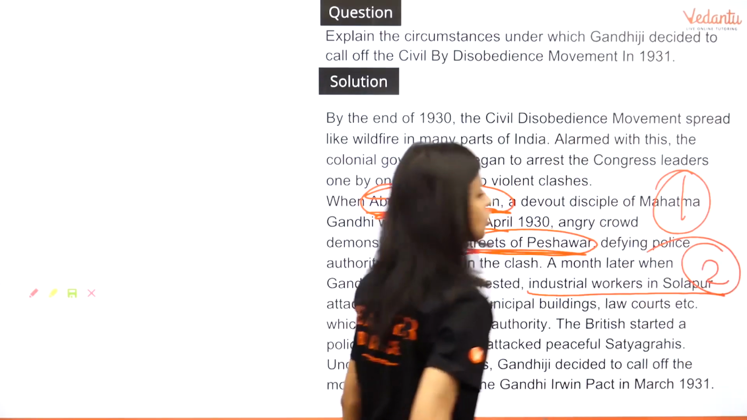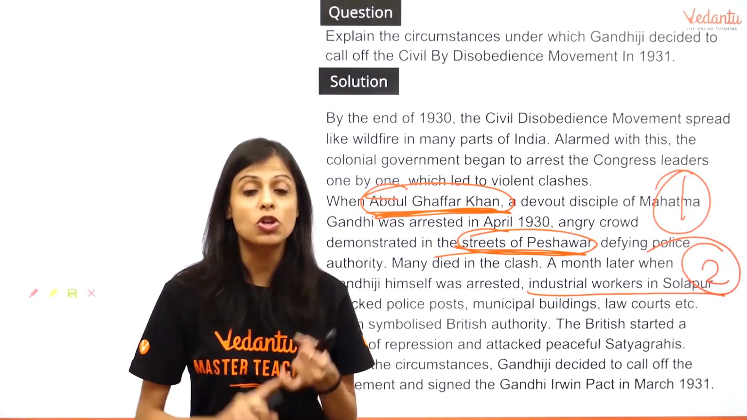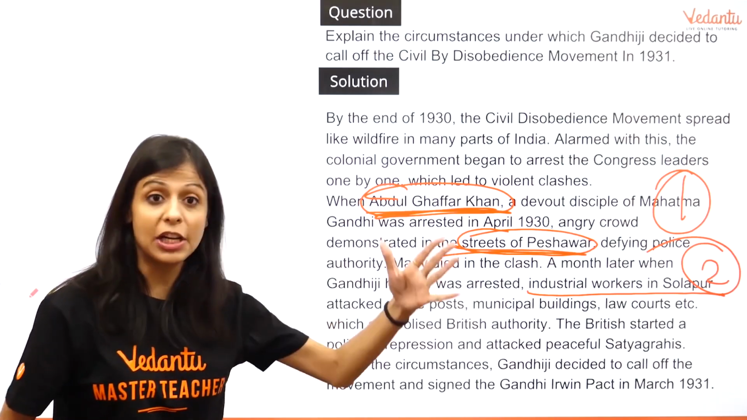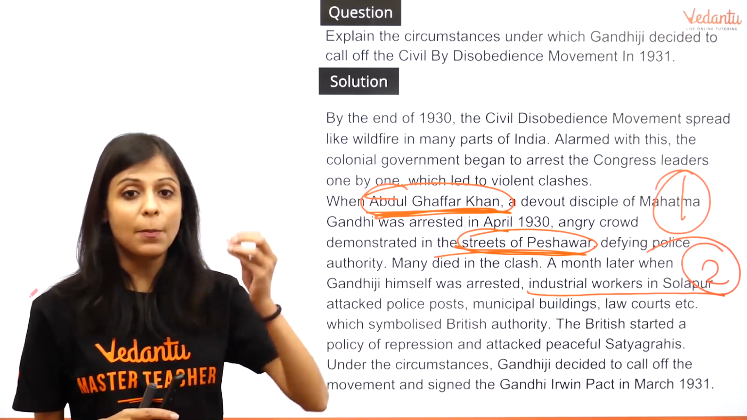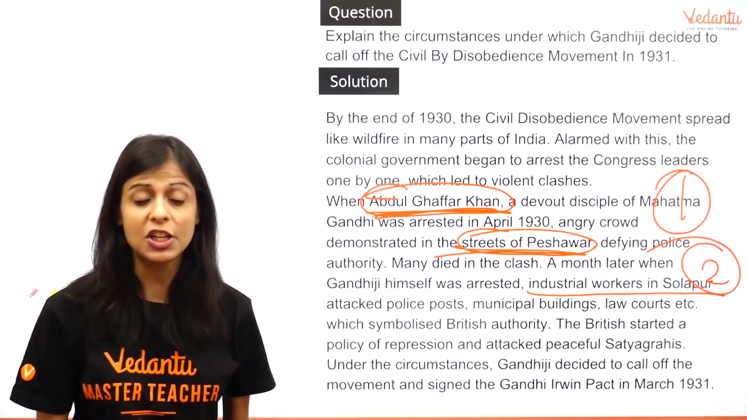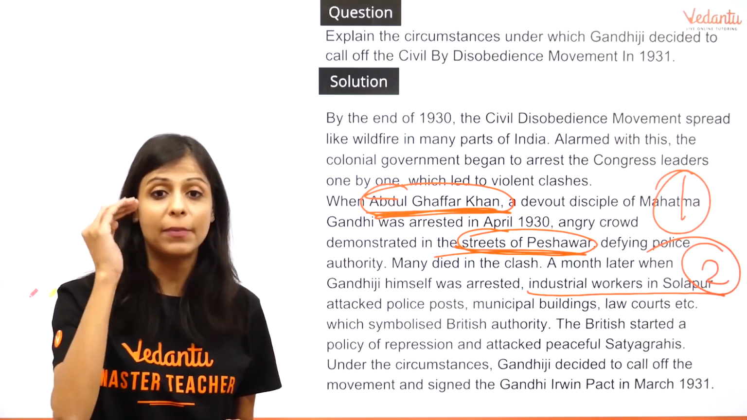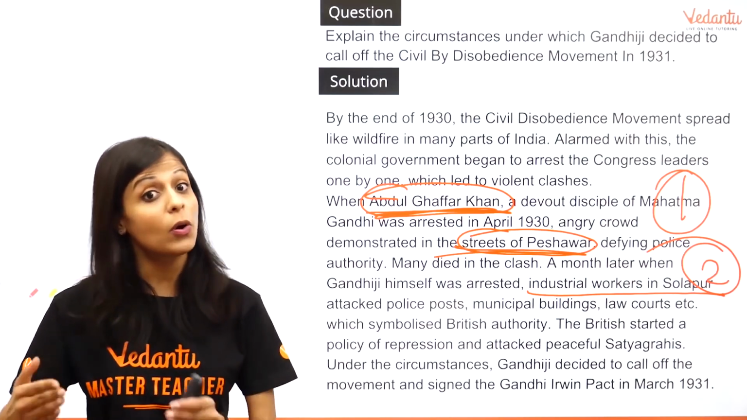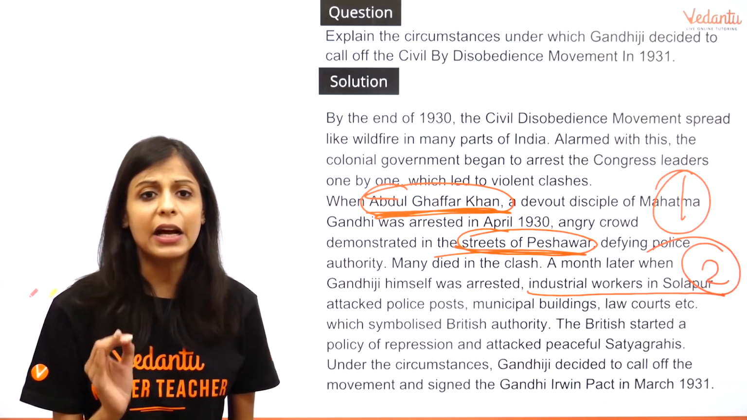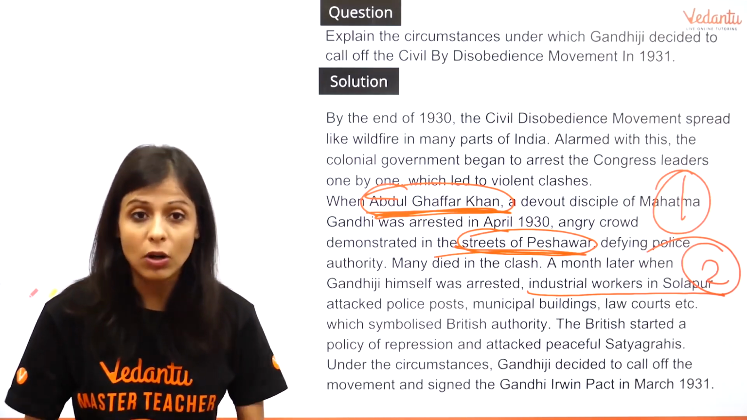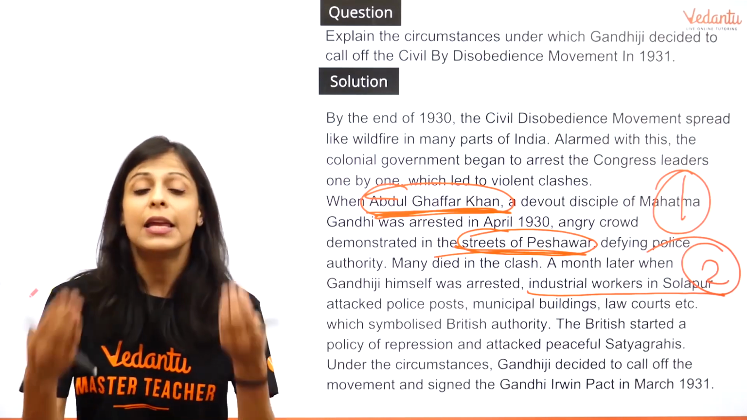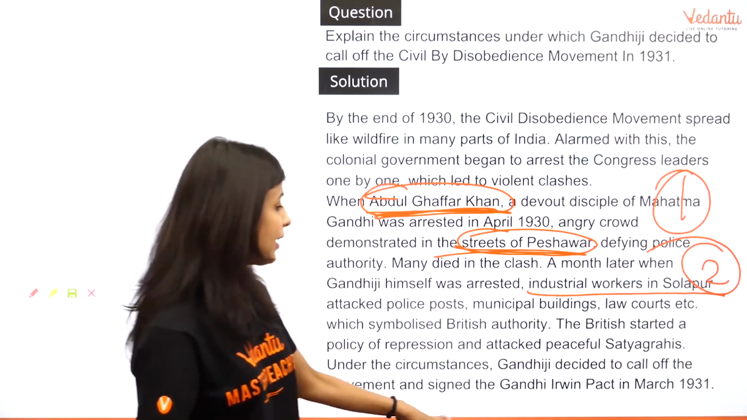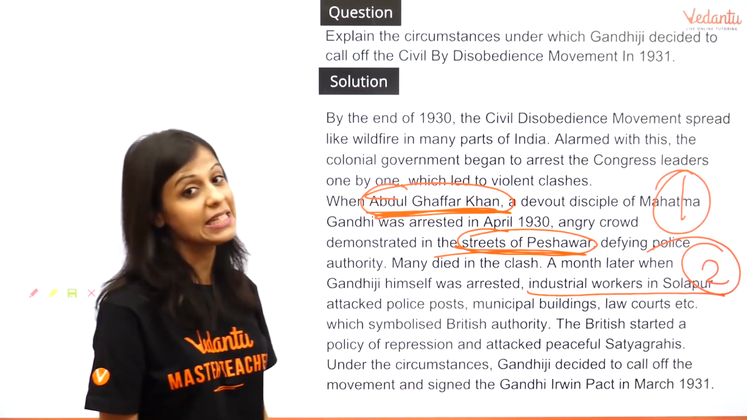This is the second point, that industrial workers of Solapur attacked the police posts and municipal buildings, which represented the British government. They attacked all those buildings. So the British didn't like it. The British started a policy of repression to bring the mob and the violence under control. Even the people who were sitting for the peaceful Satyagraha, they started attacking them. Under these circumstances, with the situation going violent and out of control, Gandhiji decided, okay, I'm going to call off the movement. And then he signed the Gandhi-Irwin Pact in 1931.